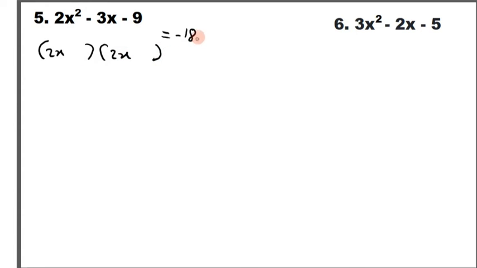So let's look at the factors of minus 18 such that when we add them together, it's going to give us minus 3. Obviously, that's going to be minus 6 and 3. Minus 6 times 3 is going to give us minus 18. Minus 6 plus 3 is going to give us minus 3. So I'm going to put minus 6 here, and I'm going to put plus 3 here.